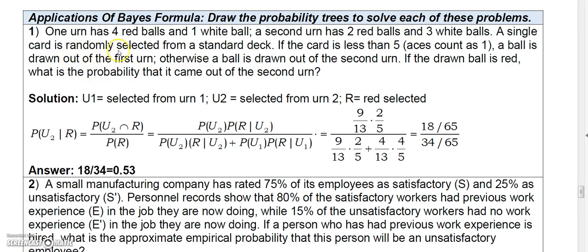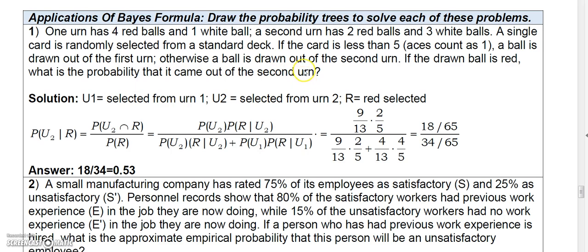A single card is selected from a deck, a standard deck. If the card is less than 5, aces count as 1, a ball is drawn from the first urn, otherwise it's drawn from the second urn. If the drawn ball is red, what is the probability that it came from the second urn?